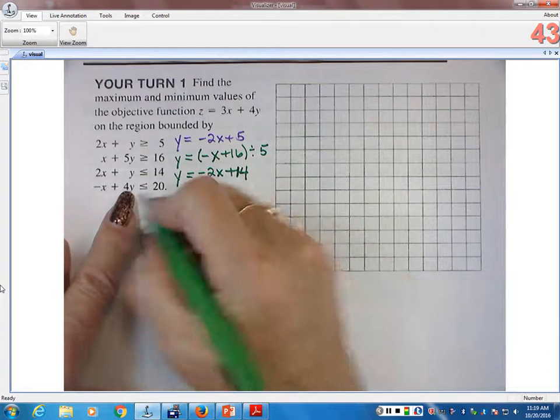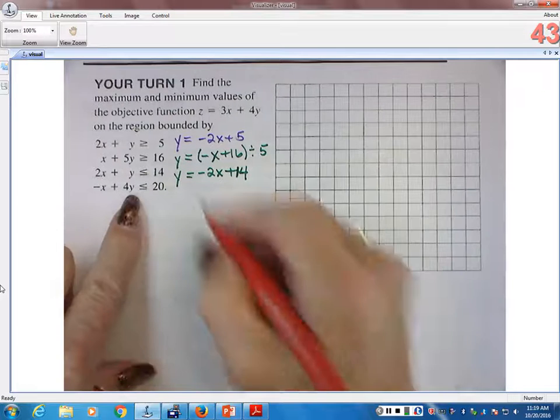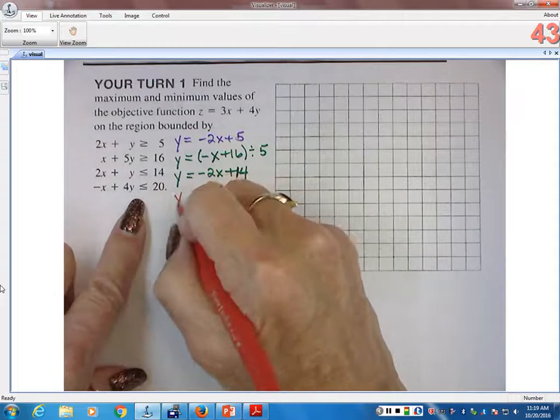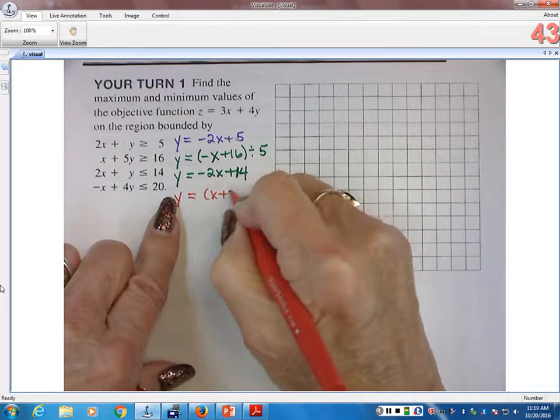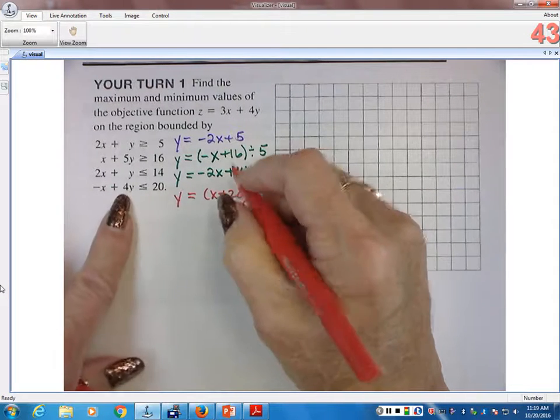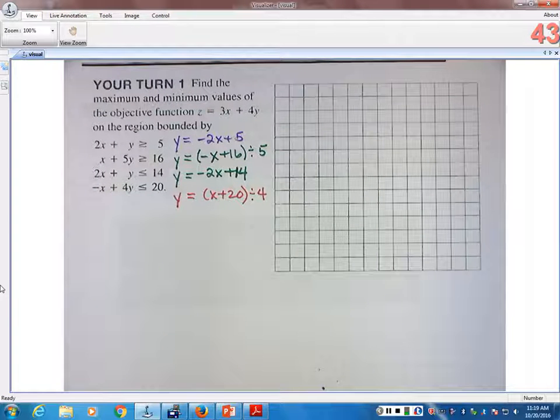And this one, and again I'm going to cheat a little bit, is going to be y equals, move the x over to the other side, so it's going to be x plus 20, and then divide both sides by the 4. So I'm going to put it in that way.